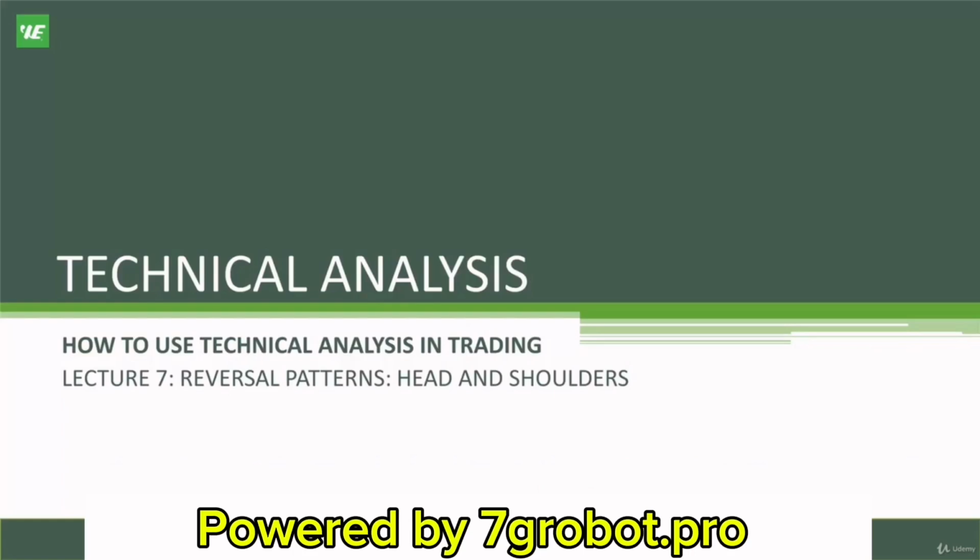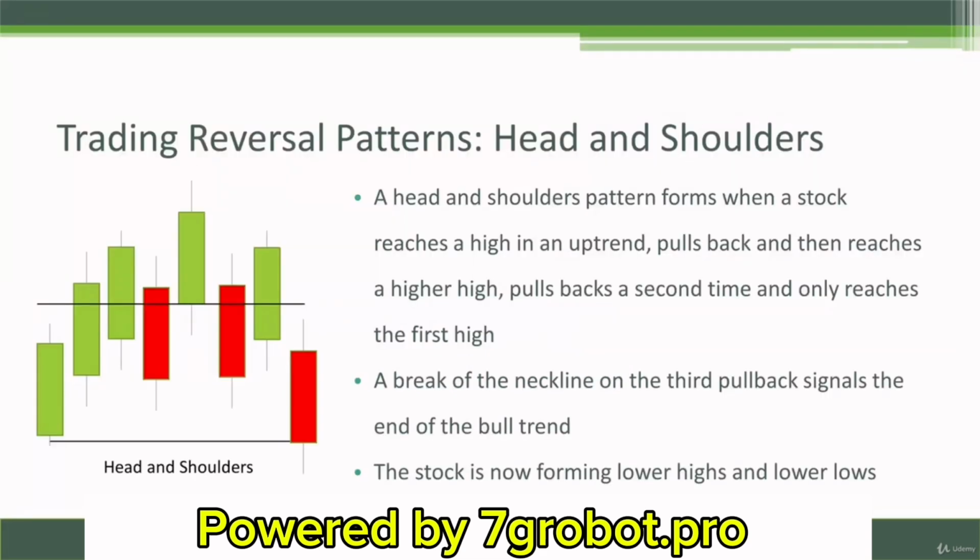Today we'll be talking about reversal patterns, and specifically the head and shoulders pattern. So let's take a look at what a head and shoulders pattern is. In a head and shoulders pattern, a stock is in an uptrend, it reaches a high, pulls back, and then reaches a subsequent higher high.